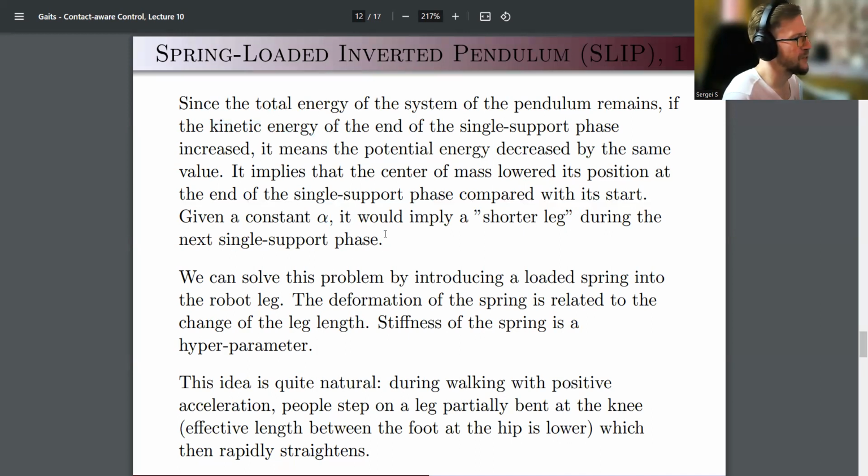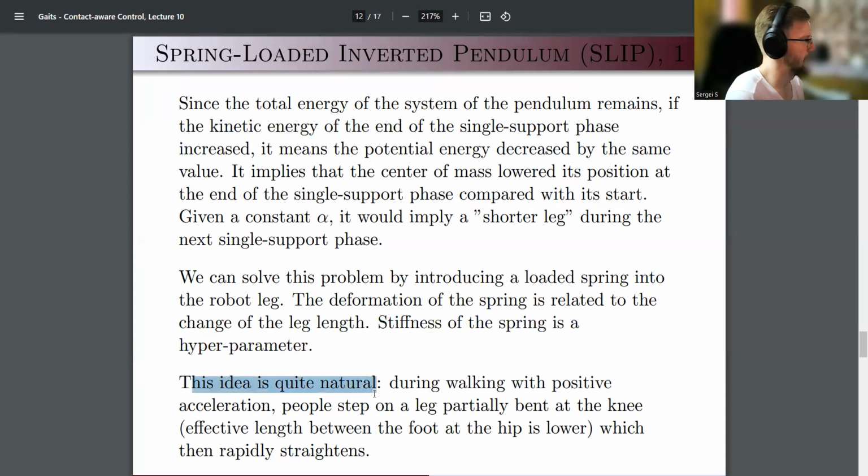Now, the way we could solve this problem is by introducing a spring into the robot leg. So a spring which would actually push us up while we walk. And not just a spring, but a loaded spring. So a spring which is preloaded. So during the walking, it would kind of go up. The deformation of the spring is related to the change of the leg length. Stiffness is a hyperparameter. So it is a parameter that you can tune to get your gait correct. Okay.